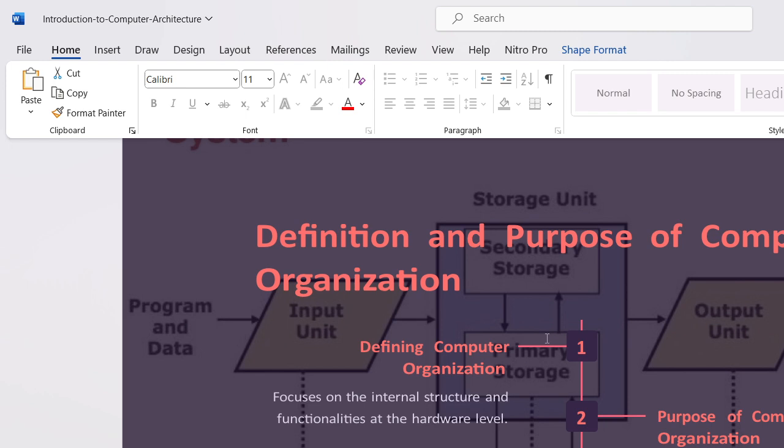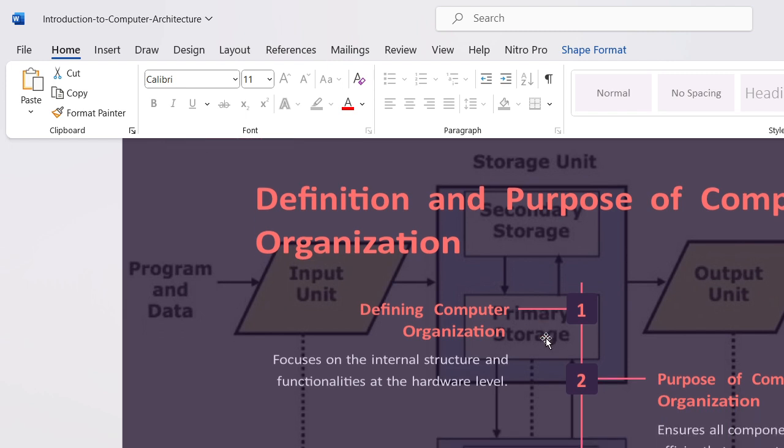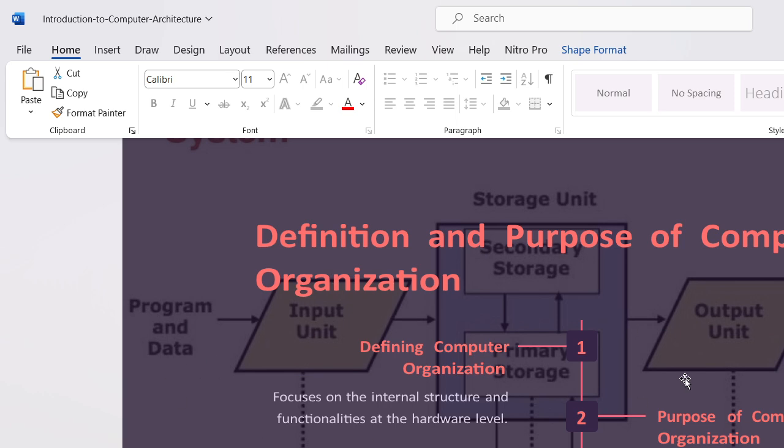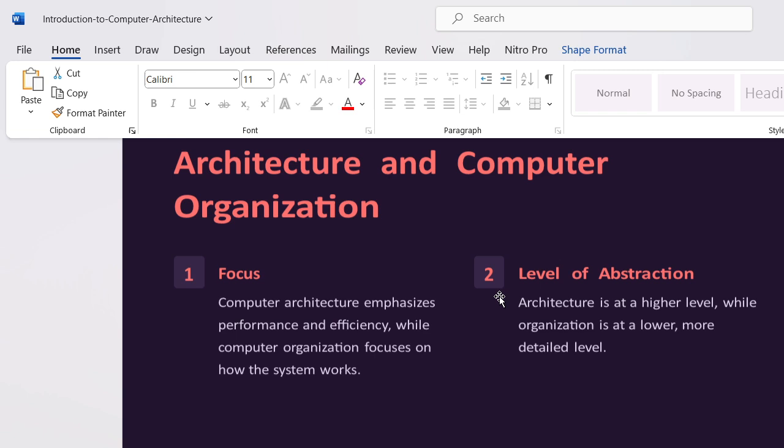So the next is the definition and purpose of computer organization. Computer organization is focused on the internal structure and functionalities at the hardware level. And the purpose of computer organization is to ensure all the components work together efficiently to execute program instructions.